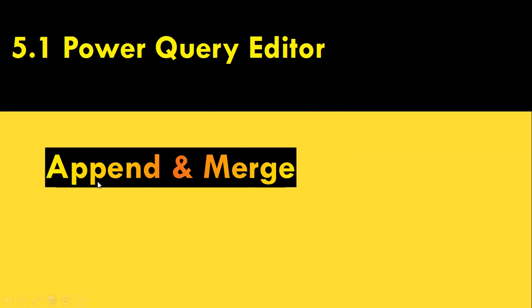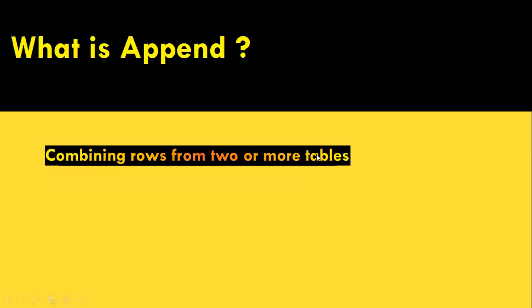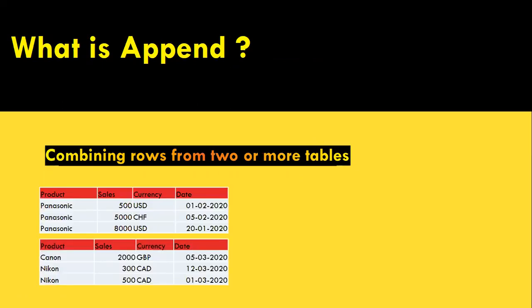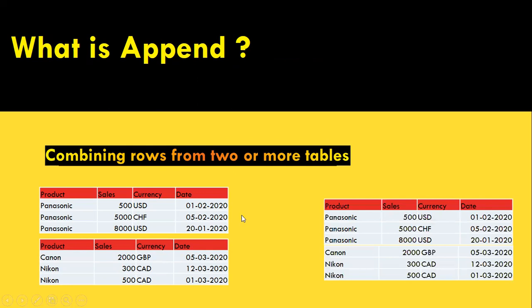In Power Query Editor, append is like a union all. If you want to combine the data sets, you can use append. What exactly is append all about? It combines the rows from two or more tables or two or more files. Let's say you have two different data sets and you want to combine them into a single file. That is what is called append.